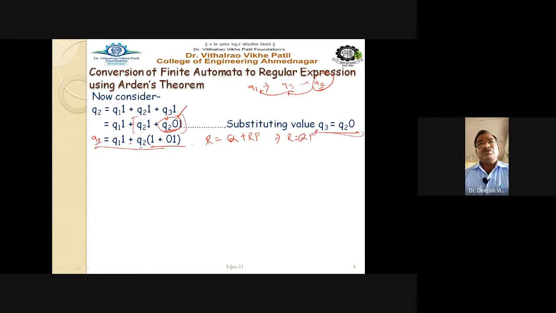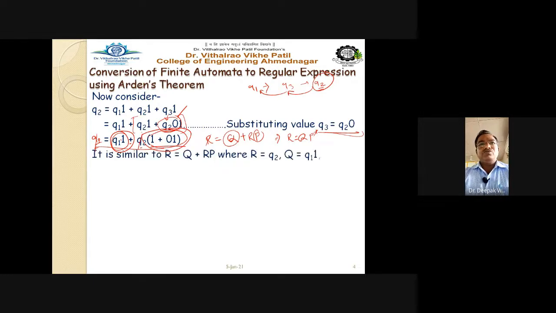So this R is nothing but your Q2 here. So I can mark here Q2. Capital Q is nothing but your total term, Q1.1. This is the term, and this P, R is nothing but Q2, and this P is nothing but this particular term. So the same is written here.